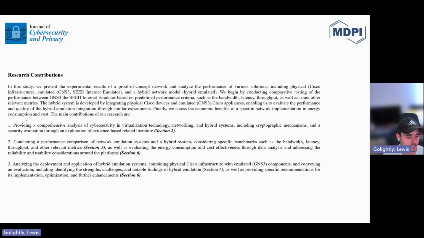section 6. We analyzed the deployment and application of a hybrid emulation system, combining Cisco infrastructure with the emulated GNS3 components and appliances, and conveying an evaluation including the identification of strengths, challenges, and notable findings of hybrid emulation, which can be highlighted in section 4, as well as providing specific recommendations for its implementation and optimization, and further enhancements, which can be seen in section 6.